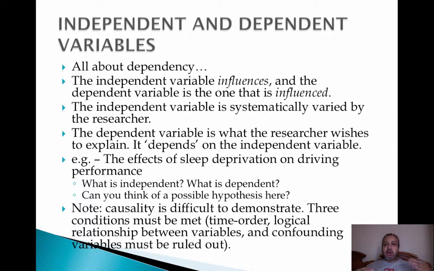In research, the researcher varies the independent variable, okay, systematically, right, with different levels, and then seeks to measure the dependent variable. That's the thing that we want to explain. Now, this is probably not totally clear in your minds. Let me give you an example. Let me give you a couple of examples. Let's say we wanted to study the effects of sleep deprivation on driving performance.